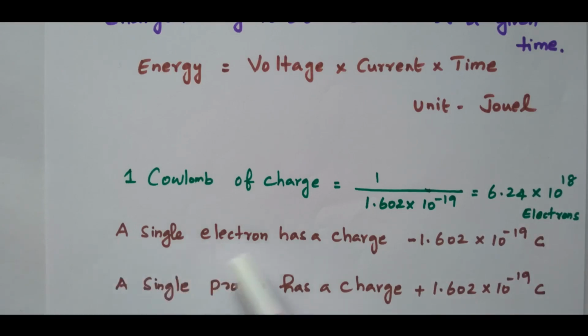Suppose a single electron has a charge; positive or negative, two kinds of charges are available. So an electron has minus 1.602 into 10 to the power minus 19 coulomb. Similarly, a single proton, that is positive, has plus 1.602 into 10 to the power minus 19 coulomb, right? This is one single electron having the charge and one single proton having the charge. This is negative and this one will be positive. We will see some more quantities with the symbol and unit.